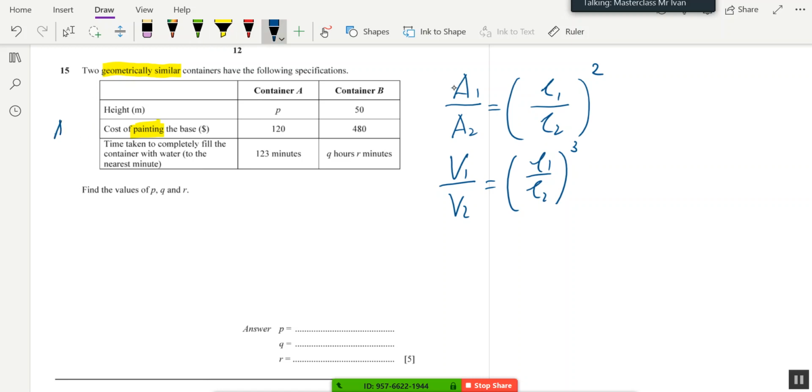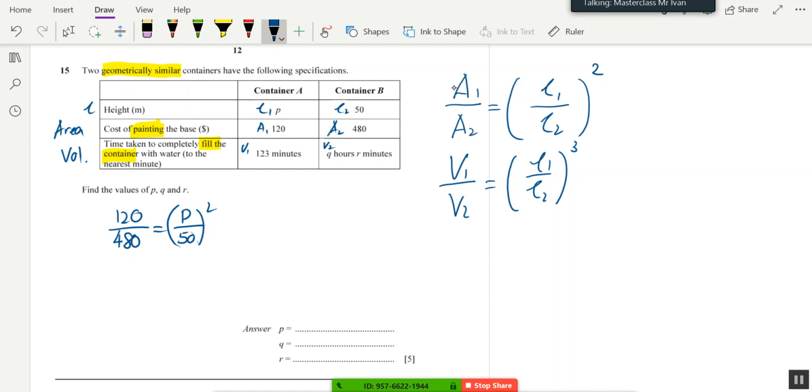So write this down. To fill the water, we're talking about volume. Understand? The height and the L can change, it's interchangeable. So this means that 120 over 480 is equals to P over 50 squared. This one is the area, this one is the length. This is A1, this is L1, this is L2, this is A2, this is V1, this is V2. Understand or not?